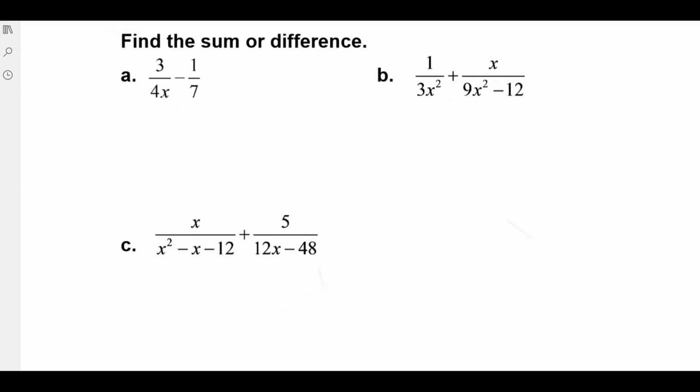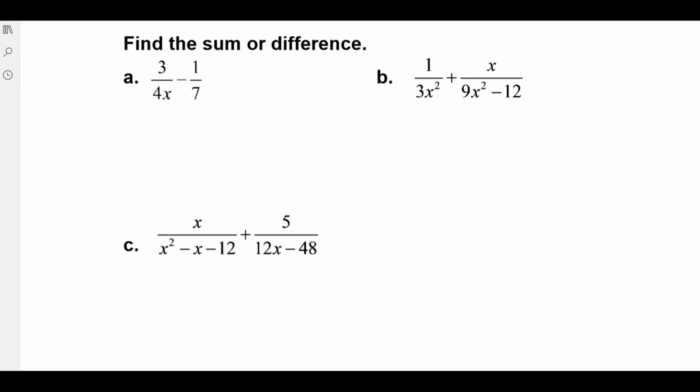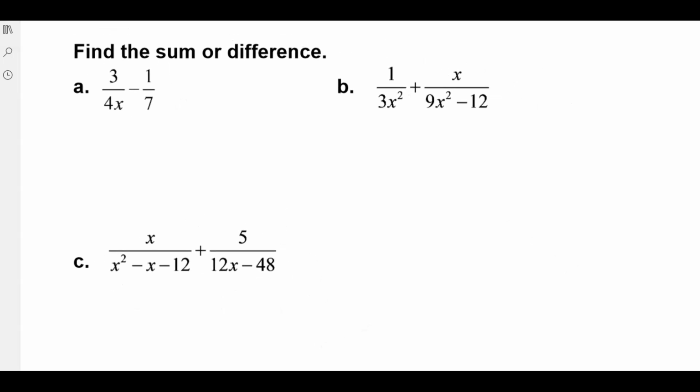All right, these next ones I'm going to have you do on your own. So go ahead and pause and then try each of these and then come back and check your answers.